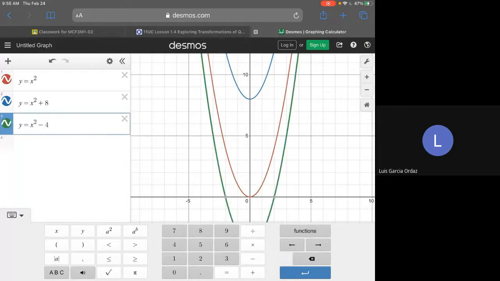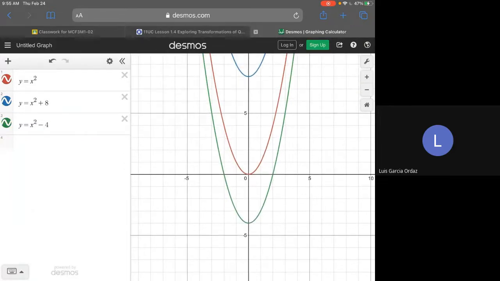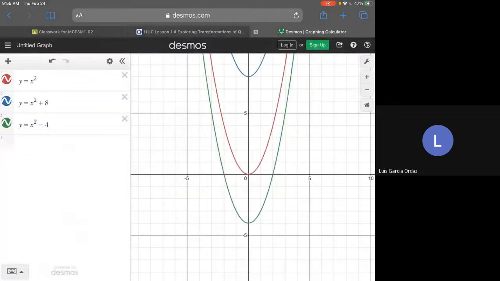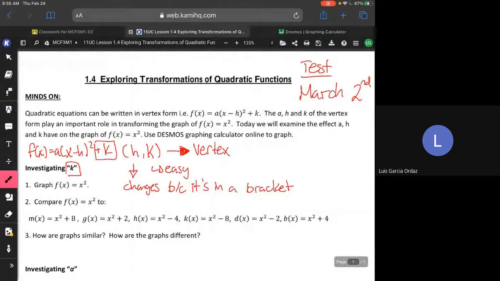Minus 4. So as you can see here, when my k is positive, it means my graph moves up a certain amount of spaces. If my k is negative, my graph moves down a certain amount of spaces. So how are these graphs similar to each other? Sarah? Yep. So what is that called on the y-axis? Starts with a V. The vertex is on the y-axis for all of them, right? So what's similar is that the vertex is on the y-axis.